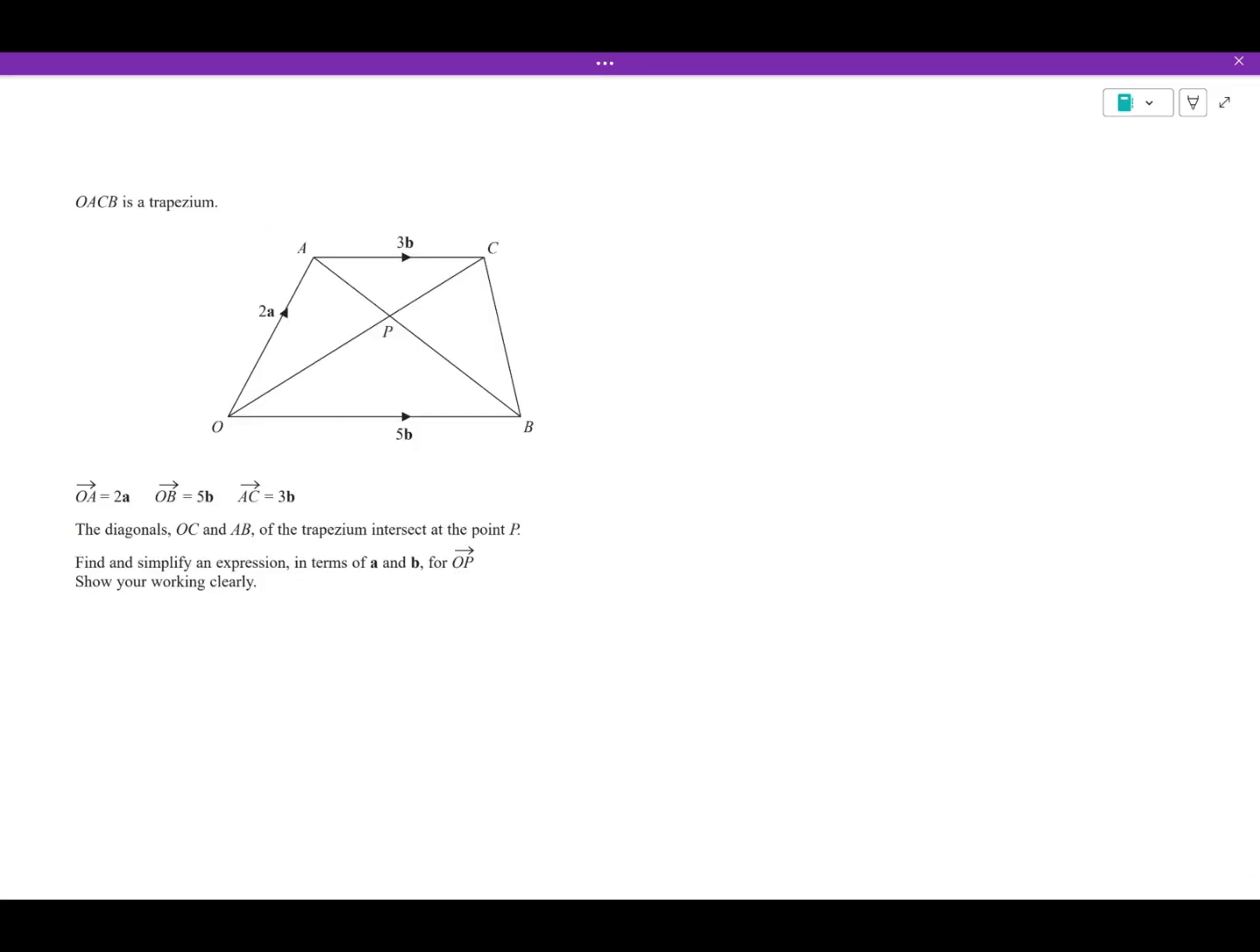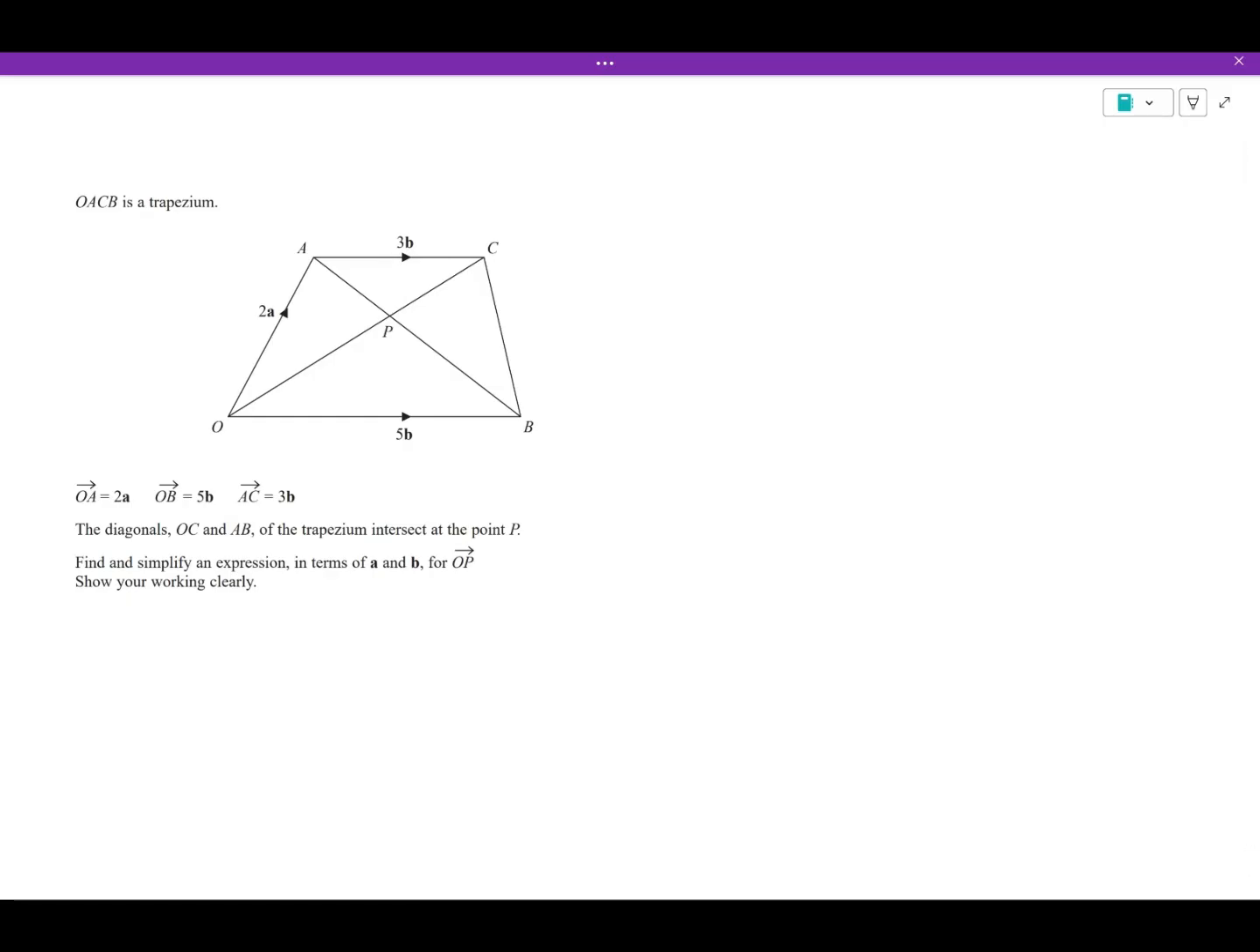So here's our question. OACB is a trapezium. Now in a trapezium, there's at least one pair of parallel sides. And we can see on our diagram, we have a 3B up here and a 5B as my vector down there. They're clearly scalar multiples. They're parallel to each other. And also in the question, we're told that O to A is 2A, which is also indicated on my diagram. So all those vectors are already on there. If they weren't, just make sure you put them on.